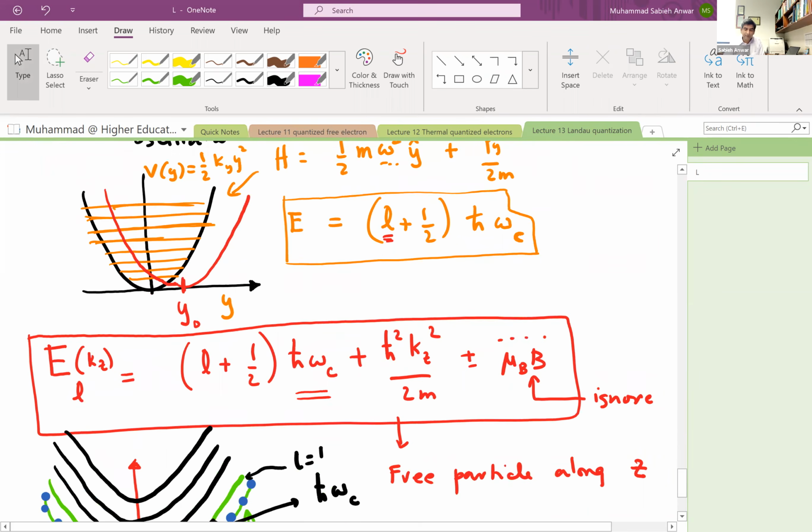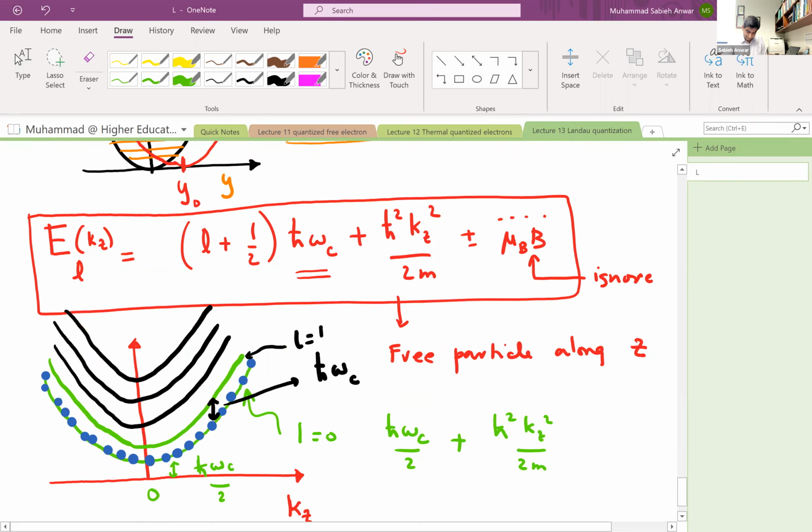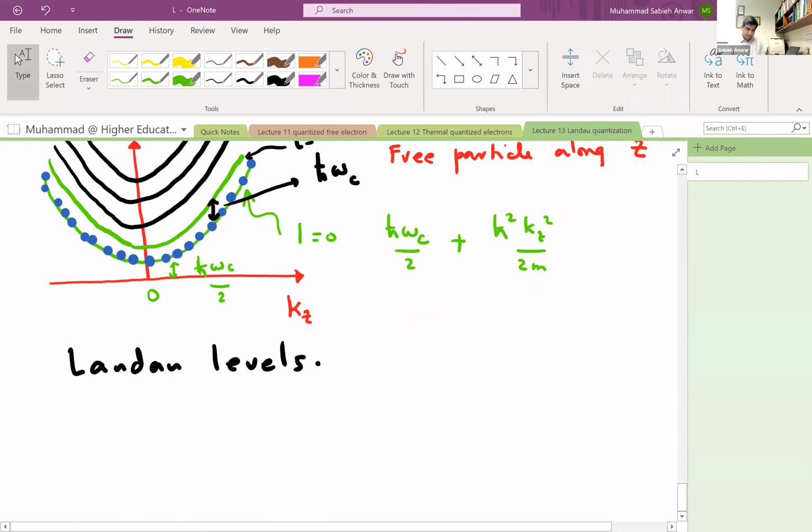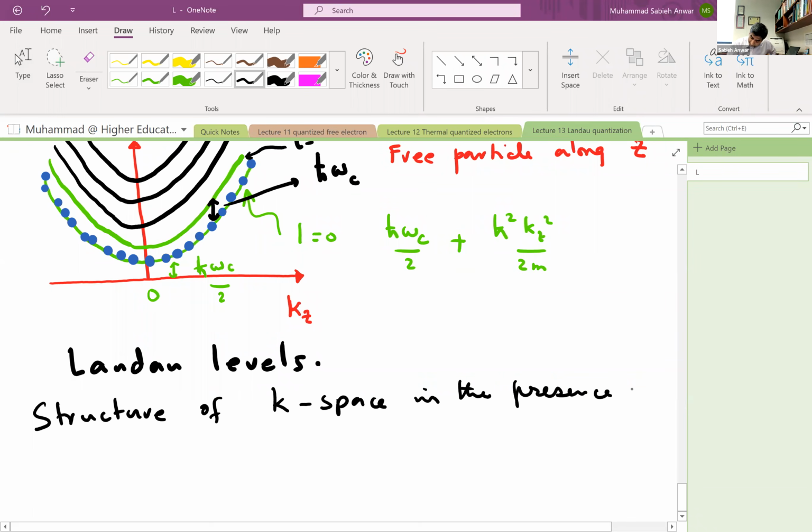Now what I would like to do is the following. I would like to look at the structure of the K space in the presence of a magnetic field, in the presence of Landau quantization.